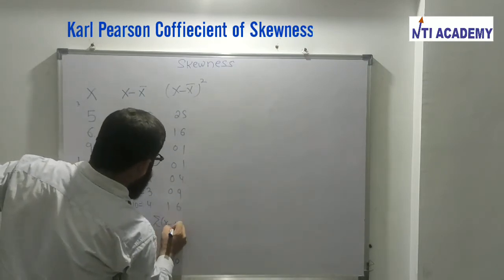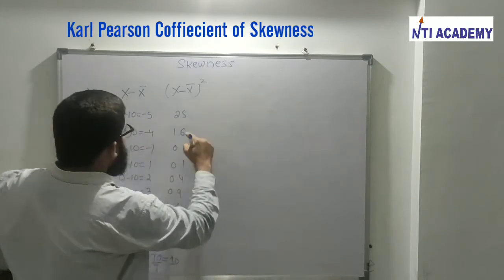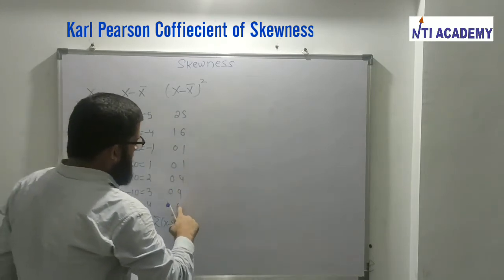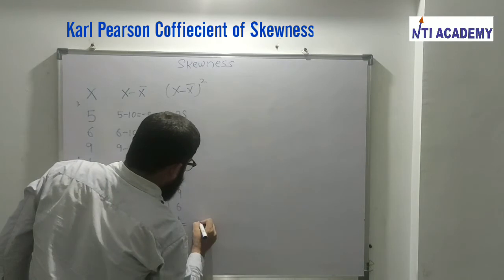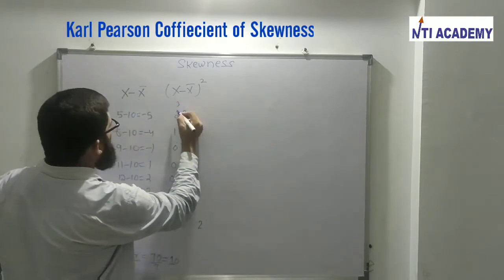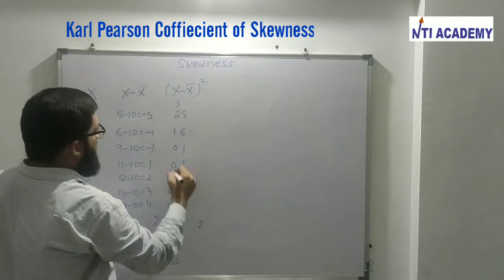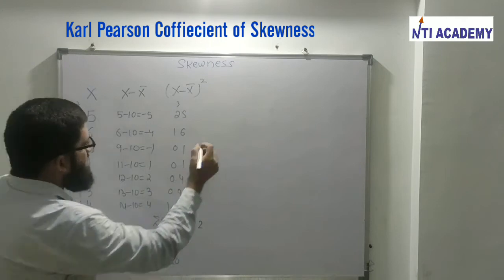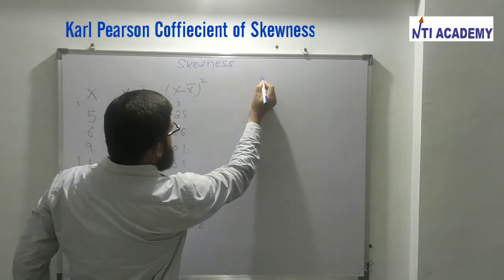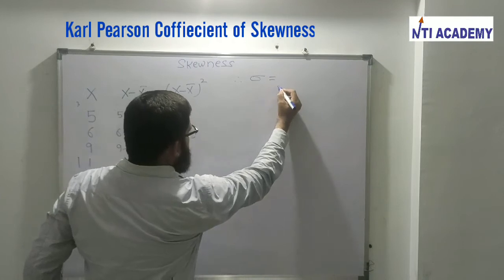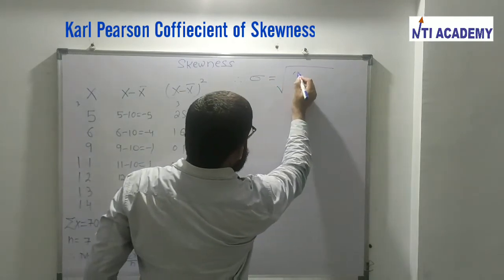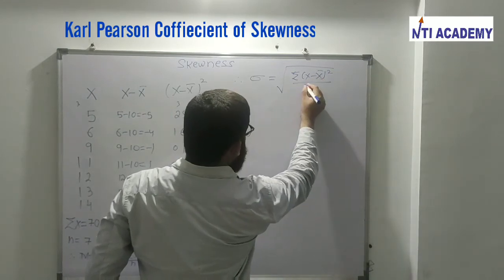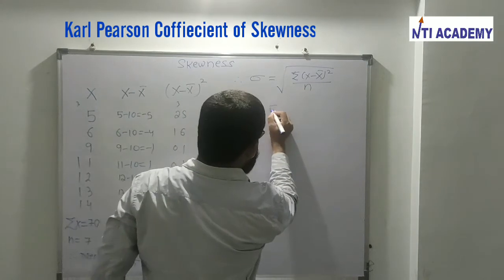So what do you get? The summation of x minus x bar the whole square is 5 plus 6, 11, 12, 13, 17, 26 and this 32, giving 72. So we know that to find the standard deviation, the formula is the square root of summation of x minus x bar the whole square divided by n.